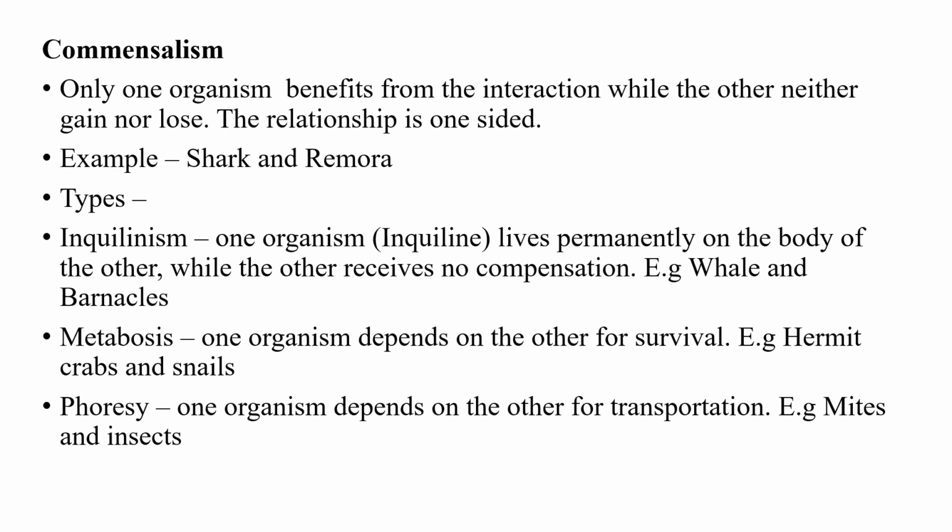We have different types of commensalism. It could be inquilinism, in which case one organism, referred to as the inquiline, lives permanently on the body of the other, while the other receives no compensation. Whale and barnacles, for example. Barnacle lives completely on whale, while whale receives no compensation. We also have metabiosis, an interaction where one organism depends on the other for survival. Crabs and snails are an example.